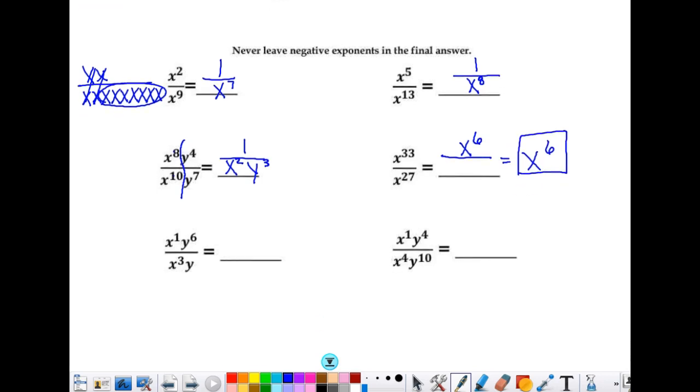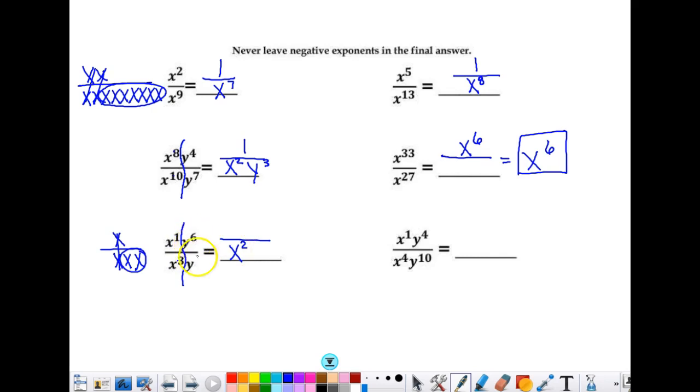Okay? Work your x's and y's separate. Don't even look at the y's right now. Just concentrate on the x's. I have x to the first and x to the third. If I cancel out, I have x squared left over on the bottom. 3 minus 1 is 2.